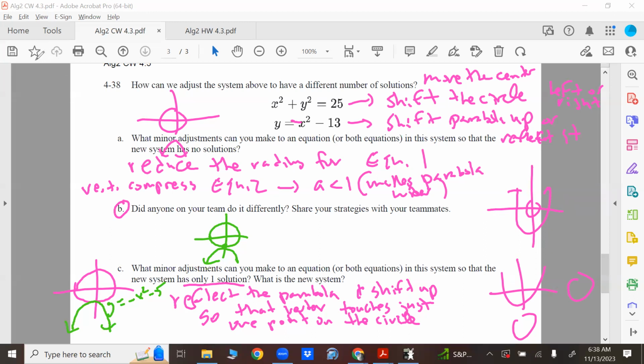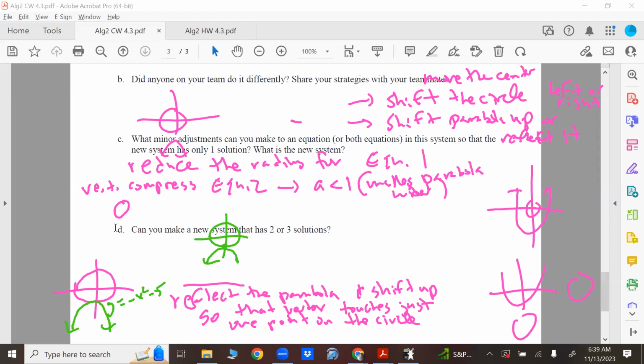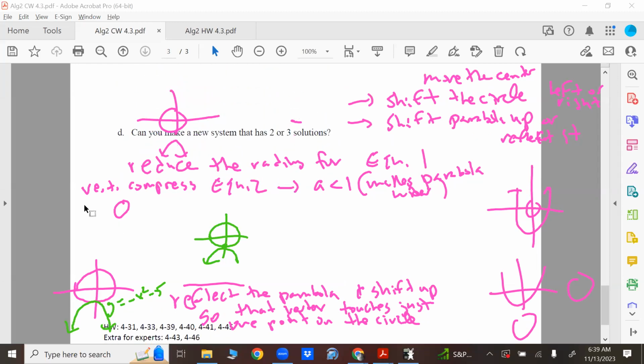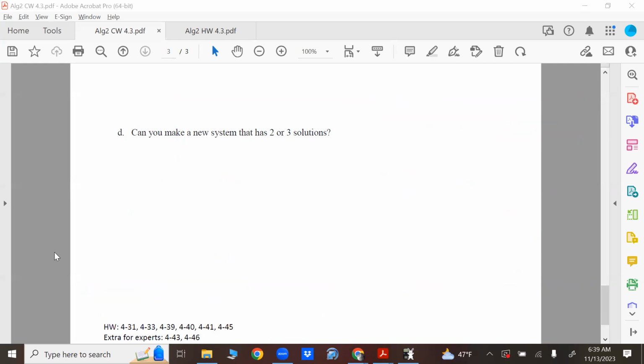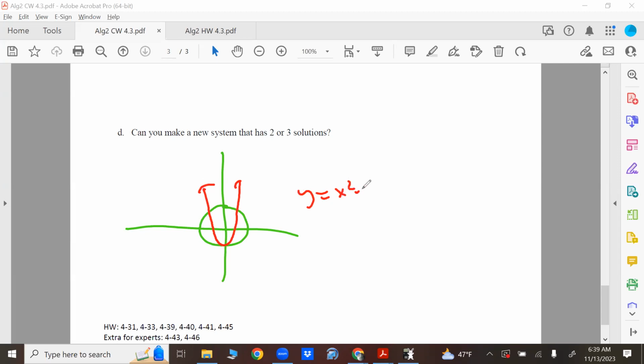I think that's pretty much it. What can you do to have two or three solutions? I'll just show you graphically how that would look. We don't have to actually come up with some algebraic situations, but you totally could have three. What if the vertex, what if I have y equals x squared minus 5? So the vertex and a point on the circle touch, and then you have two more points. Two solutions, that's a little hard to think of how that could potentially look, but I know that could happen.